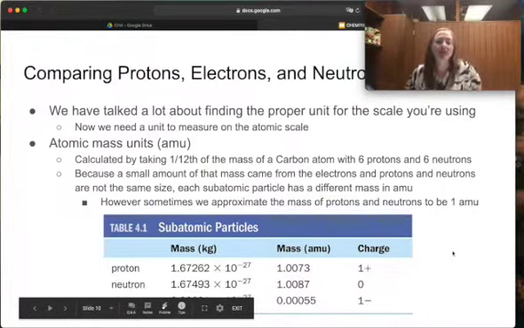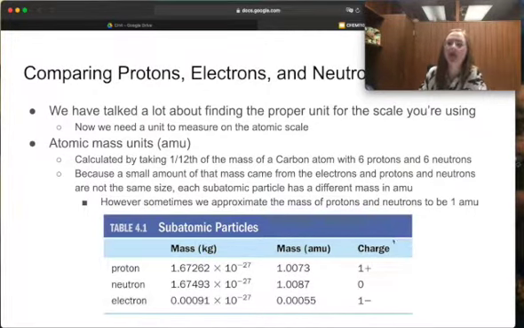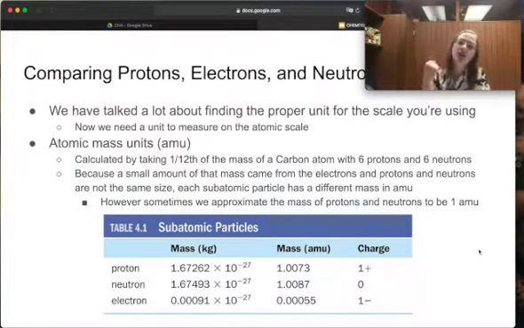So you may also want to look at it on the kilogram scale. When we're talking atomic mass units, we're talking kilograms to the -27th. Again, we can see that the proton and the neutron are about the same mass. However, that electron is much smaller. So what you see the electron written down there as is 0.00091 times 10 to the -27th.